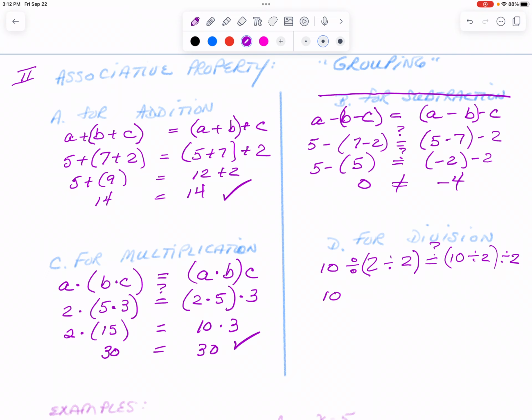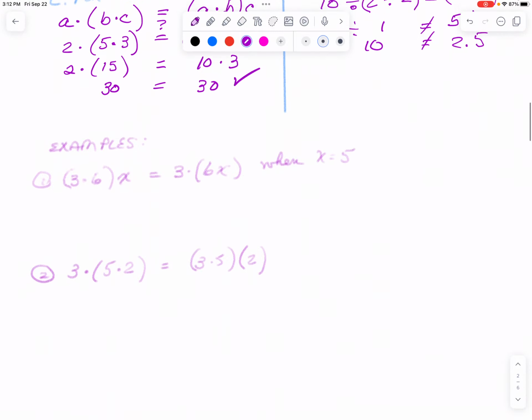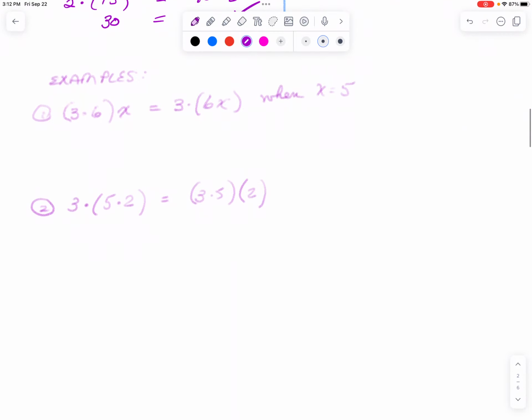So this would be 10 divided by 1, which is 10. And this would be 5 divided by 2, which is 2.5. And you can see that these are not equal. So again, the associative property for division does not stand. Only for addition and multiplication. And again, you need to be able to identify the operations.